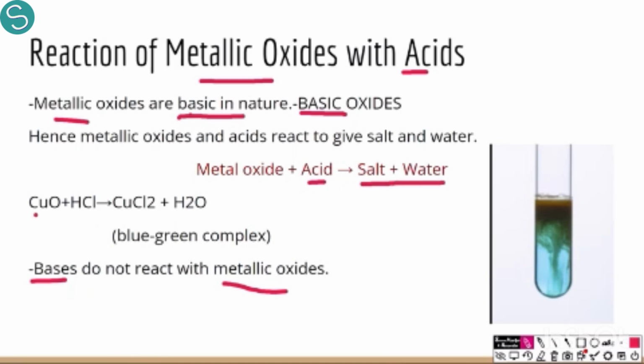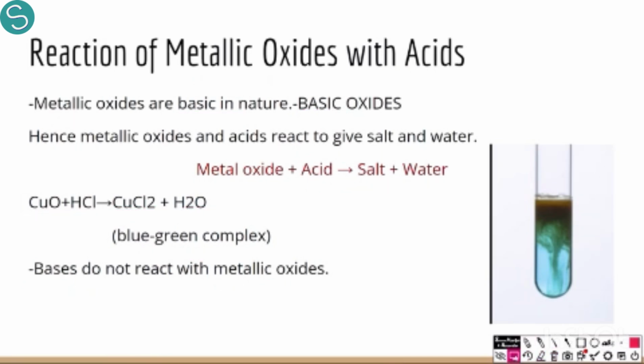Here we have an example of copper oxide reacting with HCl, giving us copper chloride and water. We see a blue-green complex. You can see the image also here. So metallic oxides are basic in nature. They react with acids to give us salt and water in a similar way like a neutralization reaction.